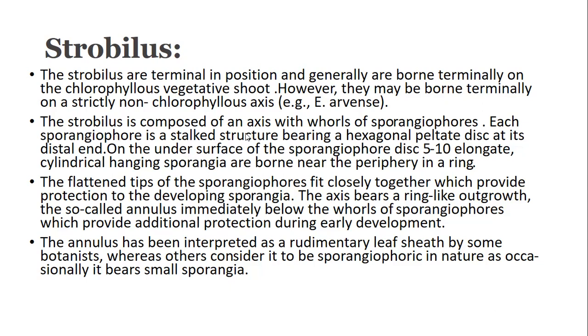Now, each sporangiophore is a stalked structure bearing a hexagonal peltate disc at the distal end. On the undersurface of this sporangiophore disc, 5 to 10 elongated cylindrical hanging sporangia are borne near the periphery in the form of a ring. Okay, so this forms the structure of the strobili. The flattened tips of the sporangiophores fit closely to each other and provide protection to the developing sporangia.